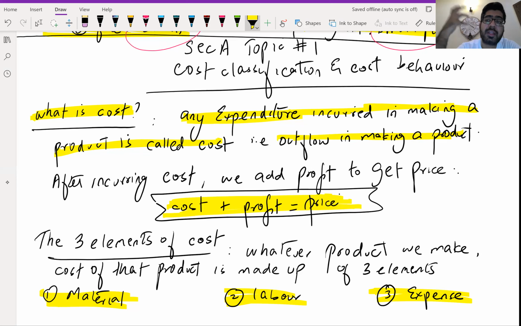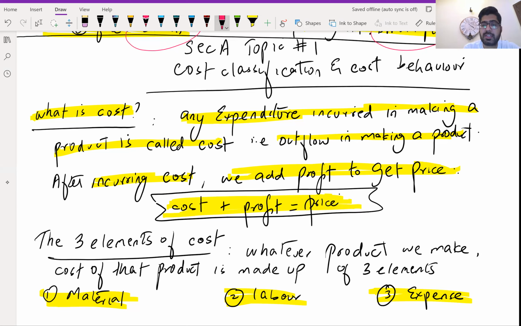A person is constructing his house. When he makes the house, it's not for free. There is some expenditure in constructing that house. That is called cost. Okay, so any expenditure incurred in making a product is called cost. And after incurring cost, we add profit to get price. Like, cost add profit is price.